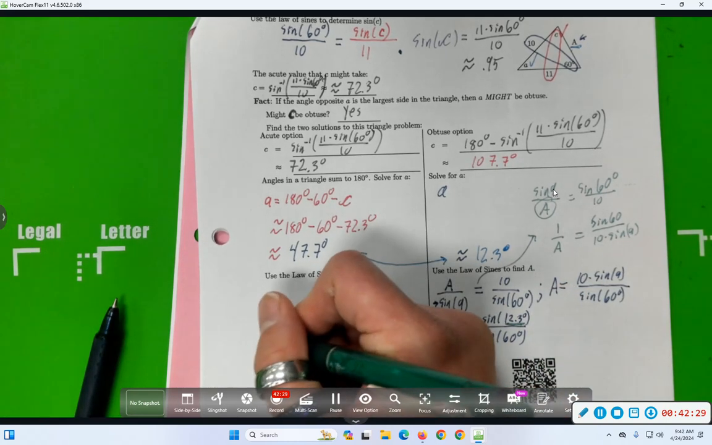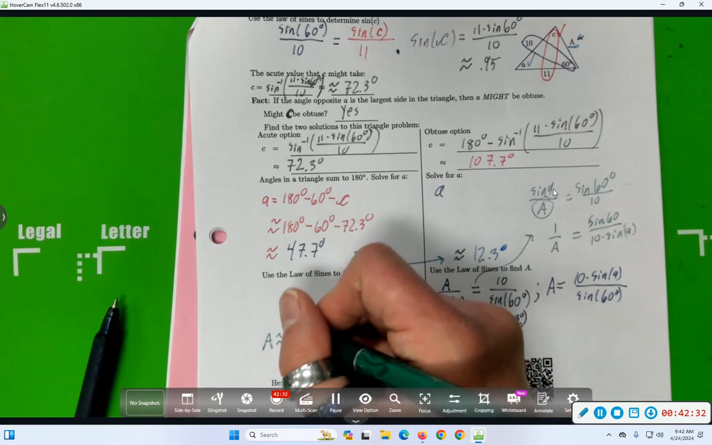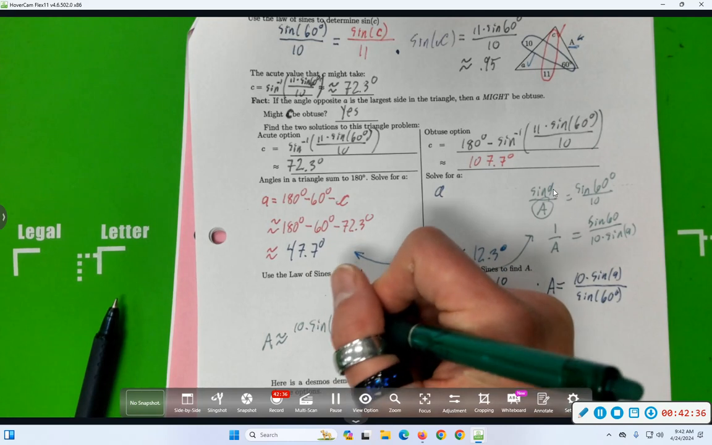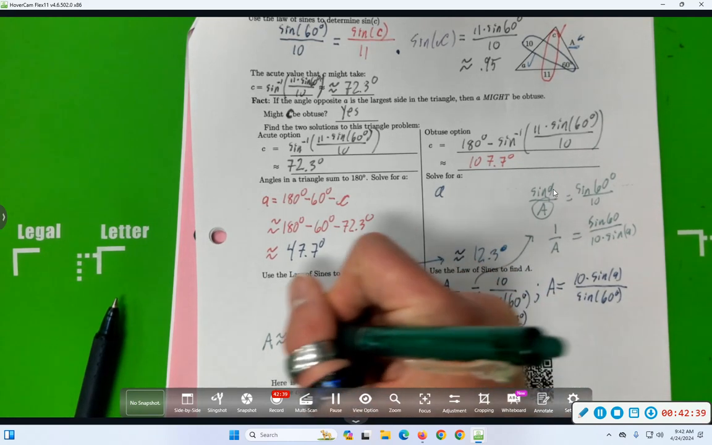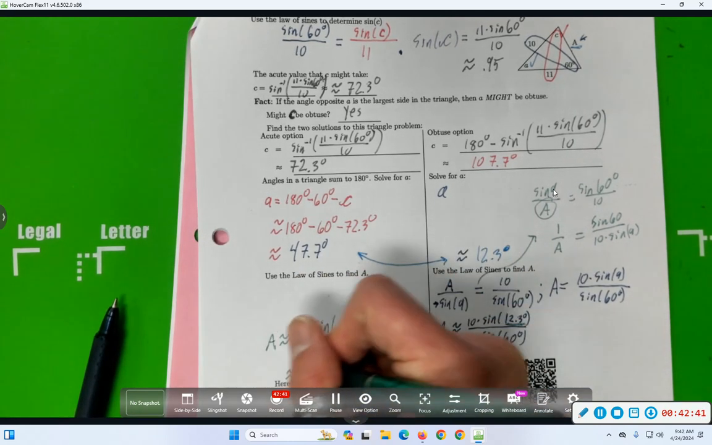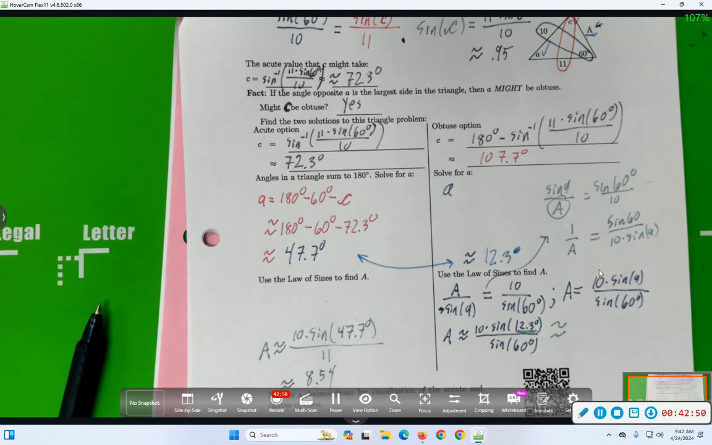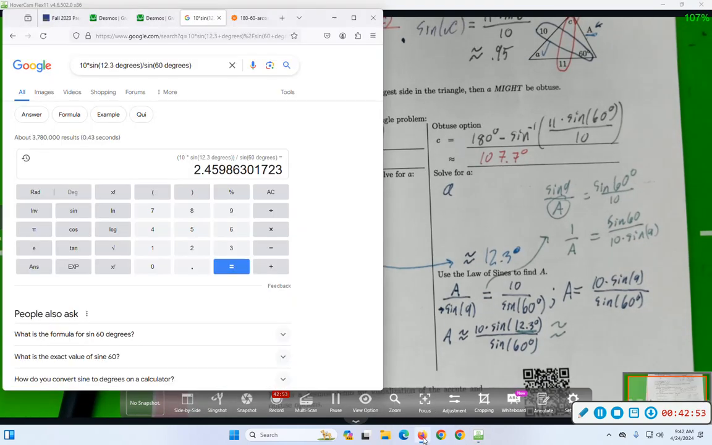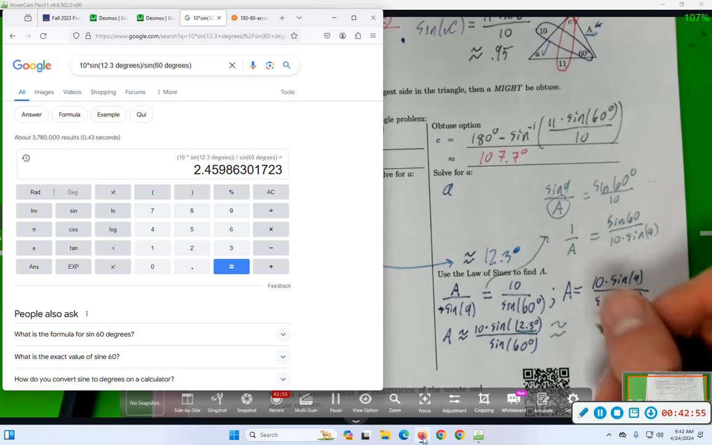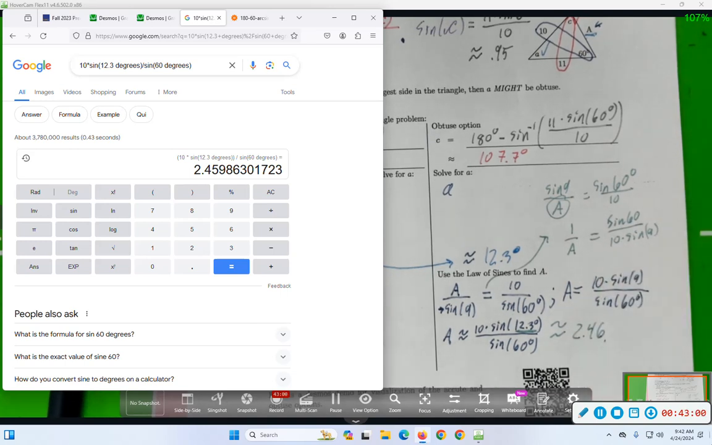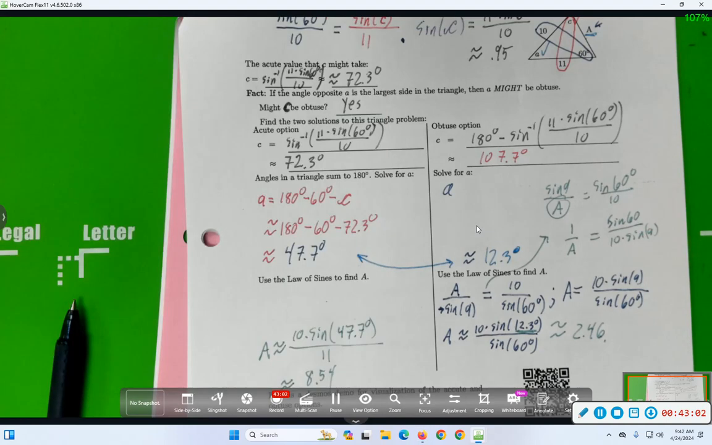So in this case you wound up with A approximately 10 times the sine of 47.7 degrees divided by 11. And then you said that's about 8.54? Oh, I didn't actually write down the decimal approximation in the obtuse case. 2.45, 2.46. Neato. That seemed pretty okay?